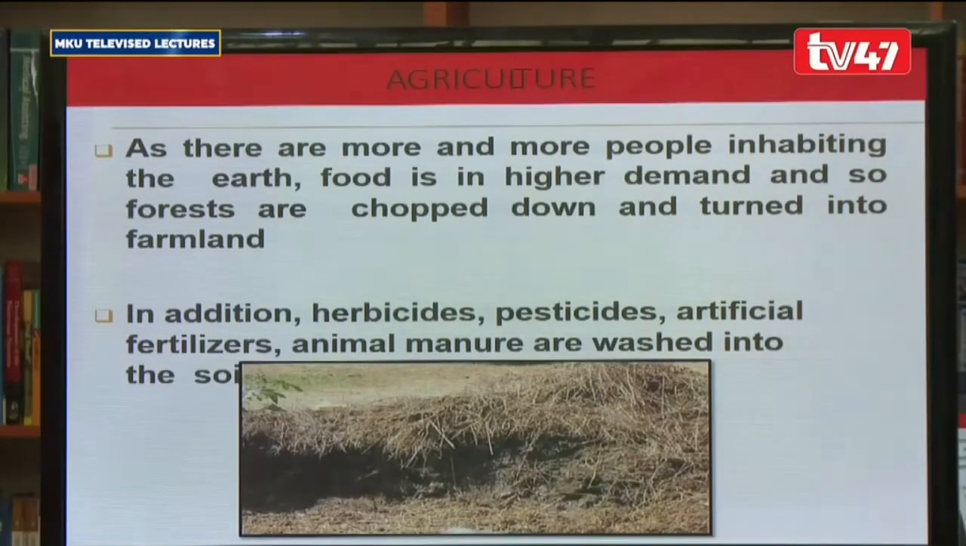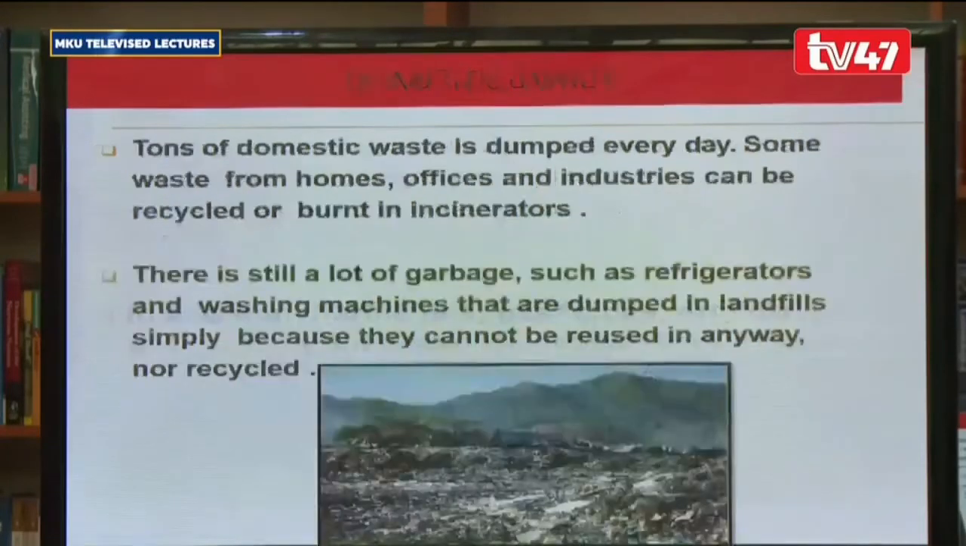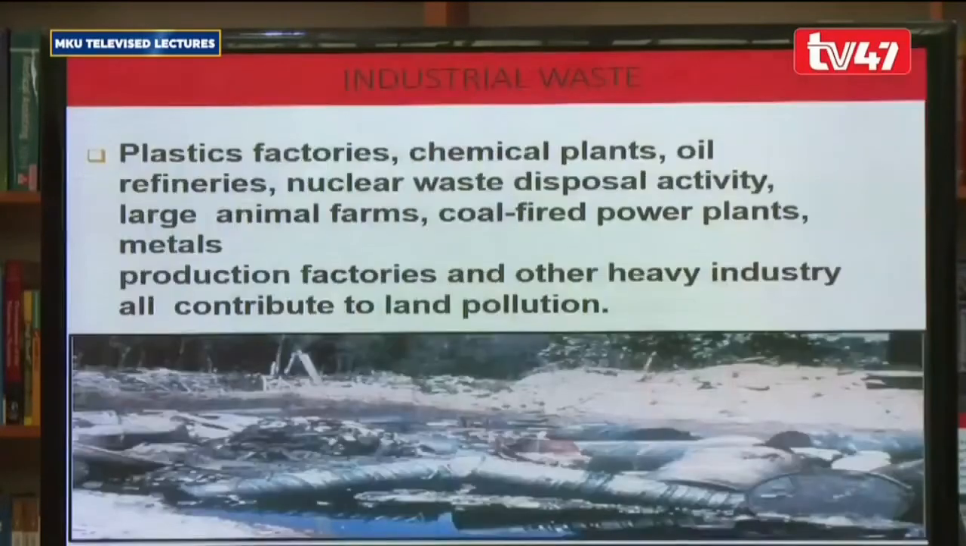Then you have domestic waste, which is dumped every day from homes, offices, and also from incinerators. Then we have industrial waste. These are wastes from industries. Depending on the nature of the industry, be it a food processing industry, it will have its own type of waste, and so on.